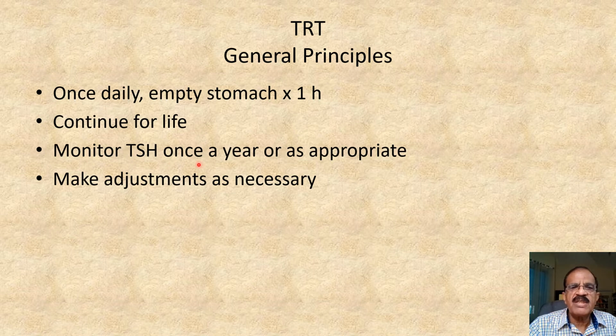Monitor TSH once a year or as appropriate. Those who treat diabetes know that on every visit we have to monitor their A1C and their sugar, because things do not remain stable in diabetes. But in hypothyroidism, thyroxine is a very reliable drug, and once somebody has developed complete destruction of the thyroid gland, the patient is likely to remain stable on the given treatment. So you could do TSH maybe once a year or whenever you suspect.